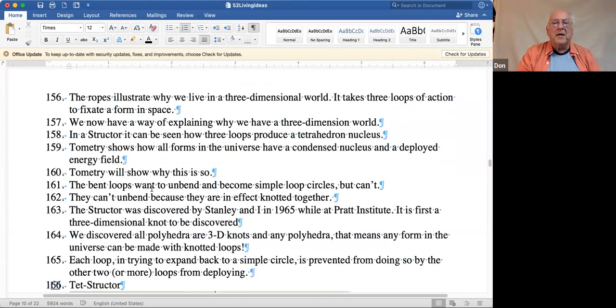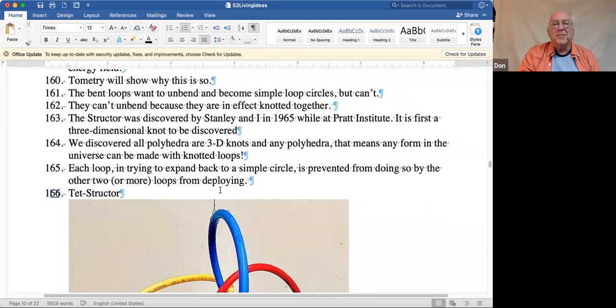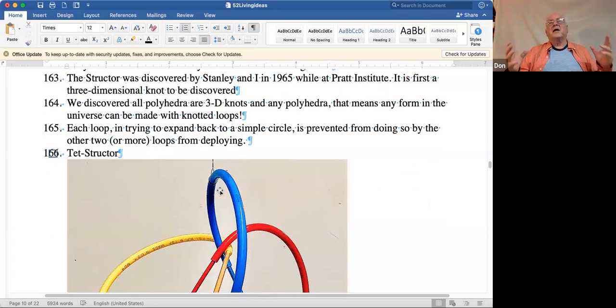Bent loops want to unbend and become simple loop circles, but they can't. They can't unbend because they are in effect knotted together. The structure was discovered, I've said that. We also discovered that all polyhedra are 3D knots, and that means any form in the universe can be made with knotted loops. So now we've got a geometry that can reproduce all the forms in the universe with loops.